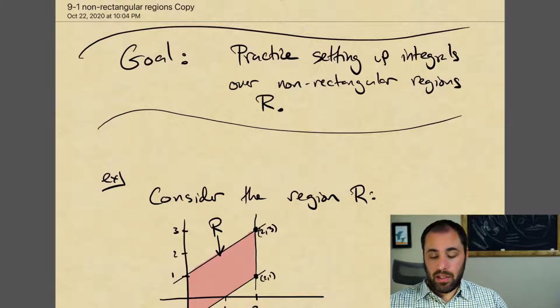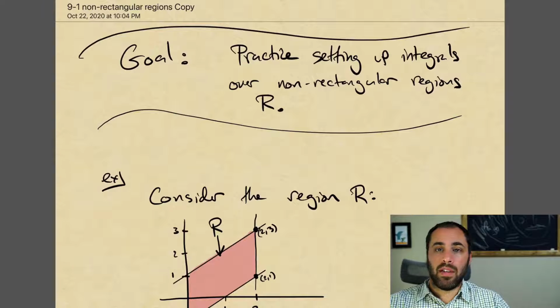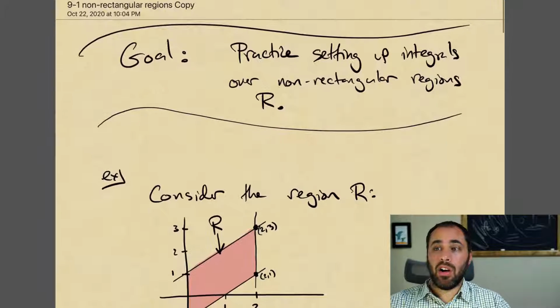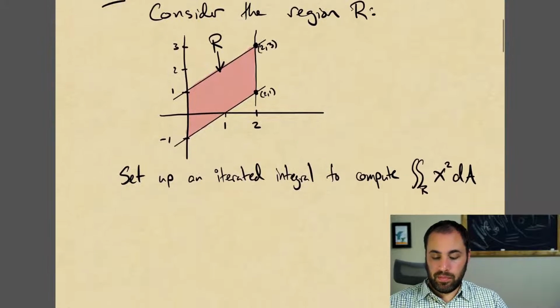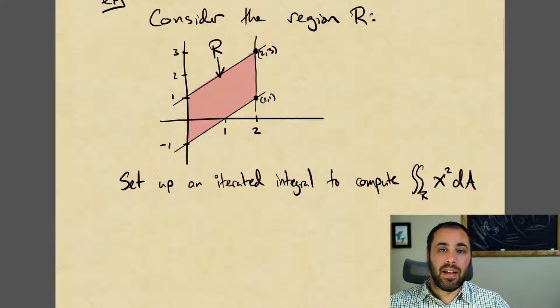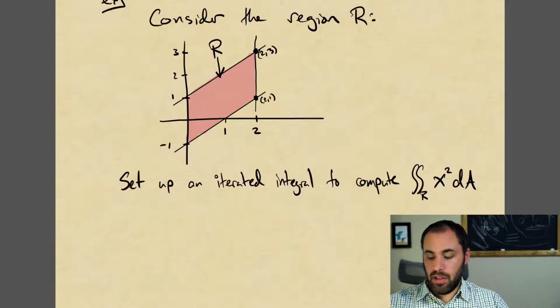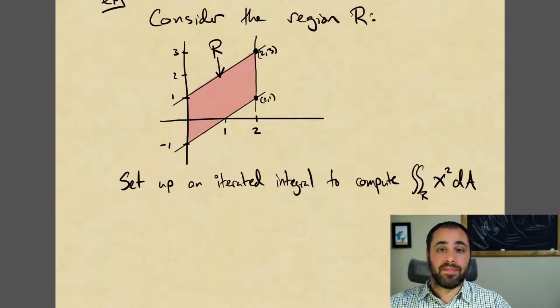So let's take a look at this first question. We'll look at this parallelogram region R, and I would like to set up an iterated integral to compute this double integral over R.